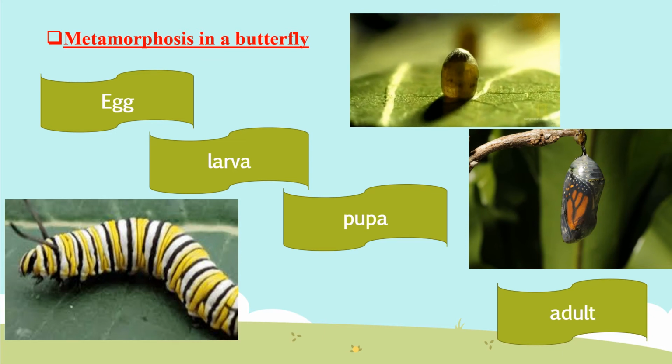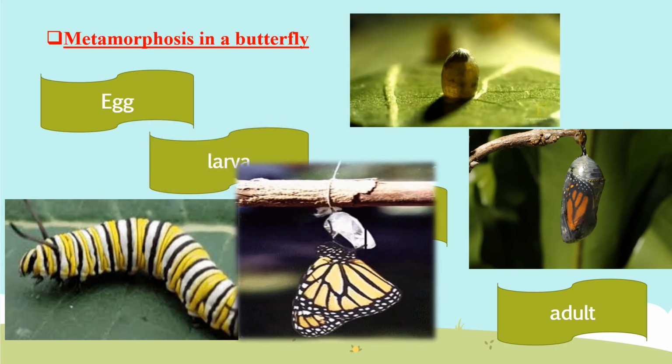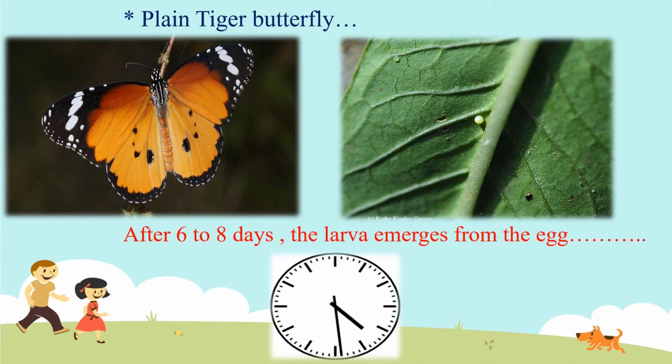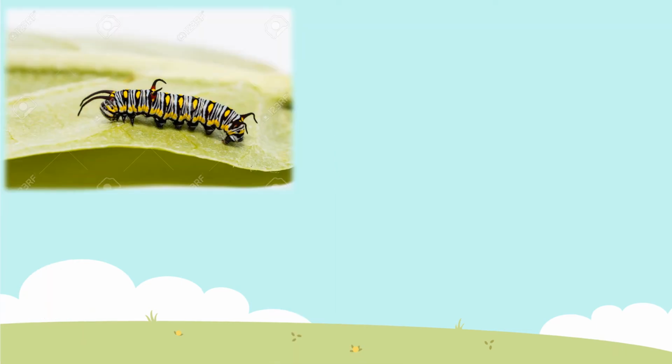The plain tiger butterfly is most commonly seen in India. Let us now understand the life cycle of a plain tiger butterfly. A plain tiger butterfly lays its egg on a leaf called milkweed. After 6 to 8 days, the larva begins to emerge from the egg. The larva of a butterfly is also called a caterpillar.